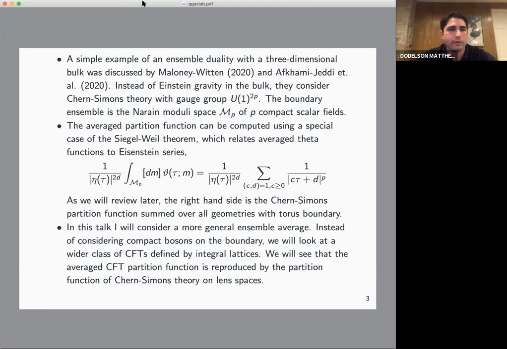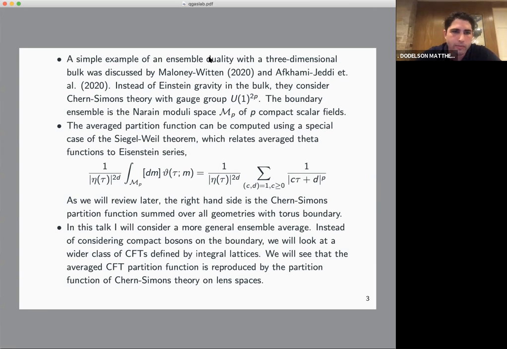But a simple toy example where everything can be worked out exactly was discussed by Maloney and Witten and Afkhami-Jeddi et al. So instead of Einstein gravity in the bulk, they consider Chern-Simons theory with a gauge group U(1)^{2p}, where p is an integer. And in this case, the boundary ensemble is the Narain moduli space M_p. So this is familiar from string theory, but it's the moduli space of CFTs with p compact scalar fields.